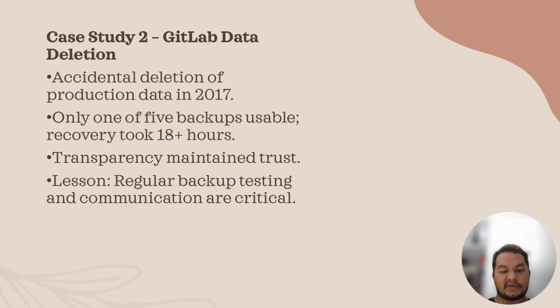However, GitLab was praised for its transparency. It openly communicated with users and published a post-incident report detailing the cause and the recovery process. This case underscores the importance of regularly testing and validating backup systems, and the value of transparent communication during a crisis to maintain customer trust and credibility.